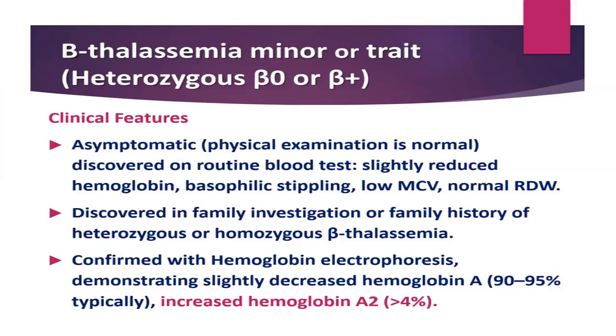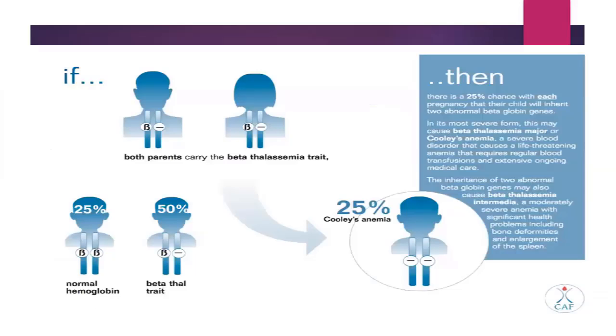It is discovered in family investigation or when there is a family history of heterozygous or homozygous beta thalassemia, or in couples before marriage. It is confirmed by hemoglobin electrophoresis demonstrating slightly decreased hemoglobin A, 90 to 95% typically, with increased hemoglobin A2 to more than 4%. Normally, hemoglobin A2 is less than 3.5%.